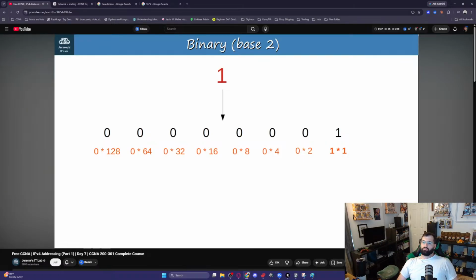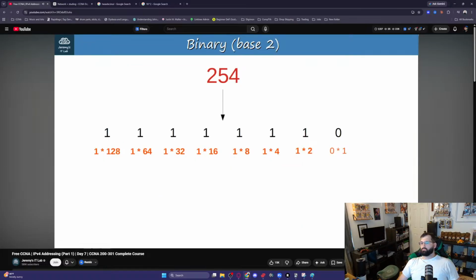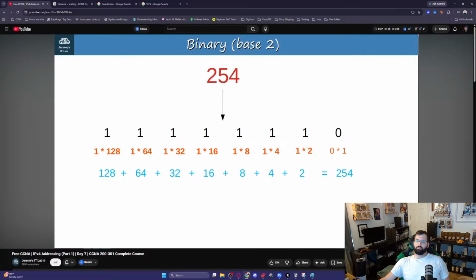Let's go to the last 8 bits of the IP address. 254 is equal to 11111110 in binary. Let's take a look. Binary 11111110 represents 1 unit of 128, 1 unit of 64, 1 unit of 32, 1 unit of 16, 1 unit of 8, 1 unit of 4, and 1 unit of 2. Add those all together, and you get 254.